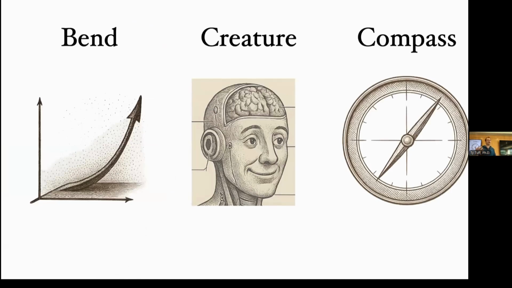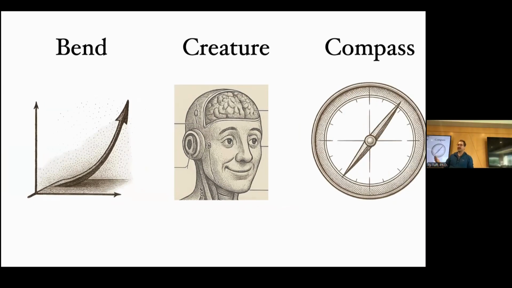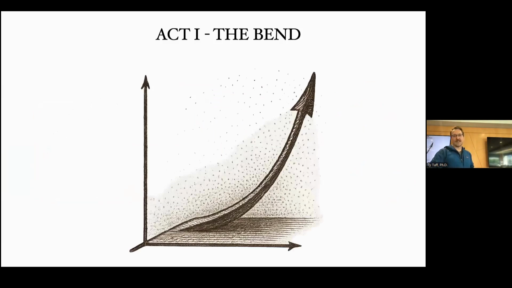So we're going to go through 3 acts today. One is the bend, which gives us a context in time for where we're at. 2 is what I call the creature, which we're going to talk about how the LLMs generally work, so you have a general idea of how they operate and how people might be using them. And the third one is the compass, which is how we can guide people through using this stuff in an effective way.